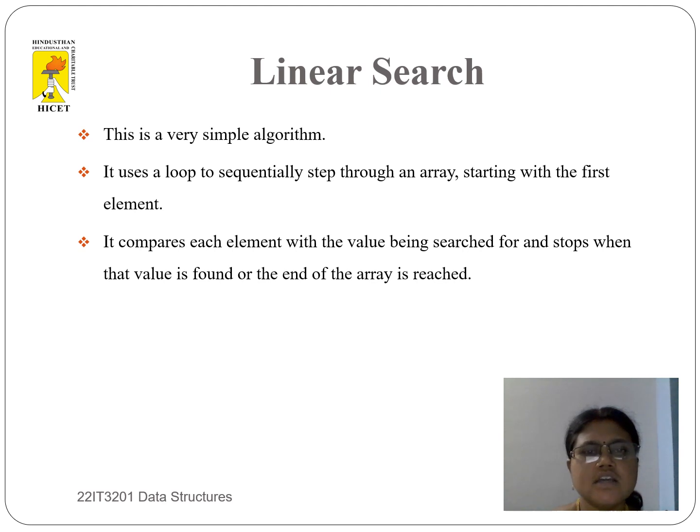First, let us see what a linear search algorithm is. This is a very simple algorithm, and in linear search, we are going to start comparing the element to be found from the first element. The search will proceed until we reach the element to be found. Programmatically, we will make use of a loop to sequentially step through an array starting with the first element. It compares each element with the value being searched for and stops when the value is found or we reach the end of the array.